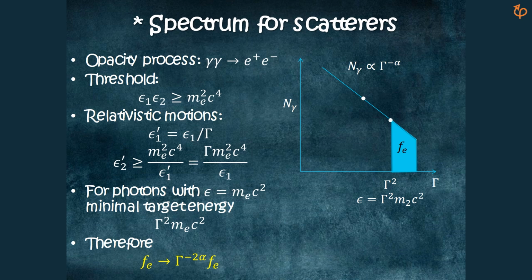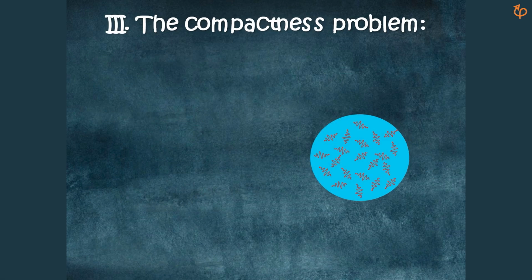What it means is that the fraction of photons that can create pairs with this particle, just because the blob is moving toward us, is now shrinking, because only these particles can create pairs. So this fraction of photons is becoming smaller. It is actually becoming smaller by a huge factor, a factor of gamma to the minus 2 alpha, where alpha is the slope of this thing.